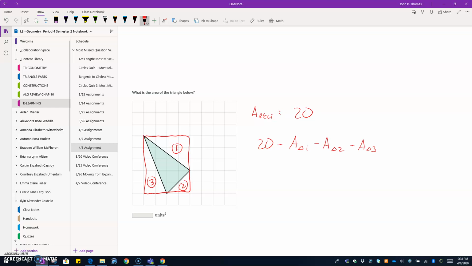If we move off a grid, then we're going to have a little bit more trouble. We're going to have to use some other strategies. But on a grid, this is a really handy way to work with these problems.